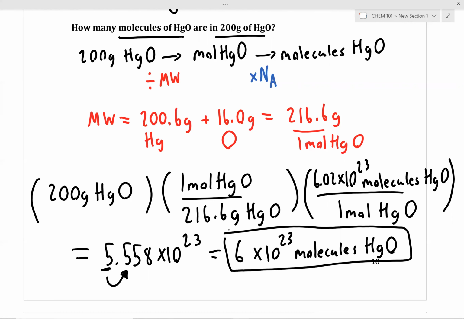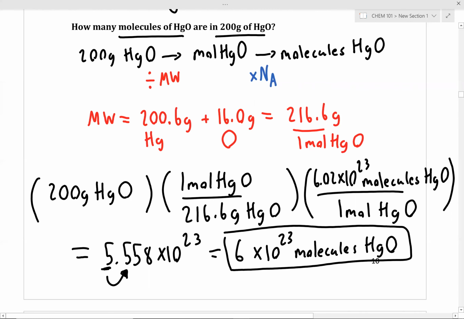Okay. So, any questions on these 2-step conversions before we add another conversion factor to our list of tools? Okay, so let's keep going then.